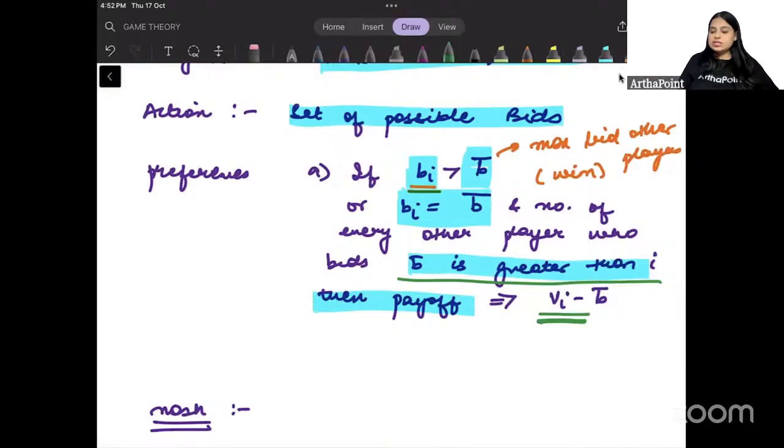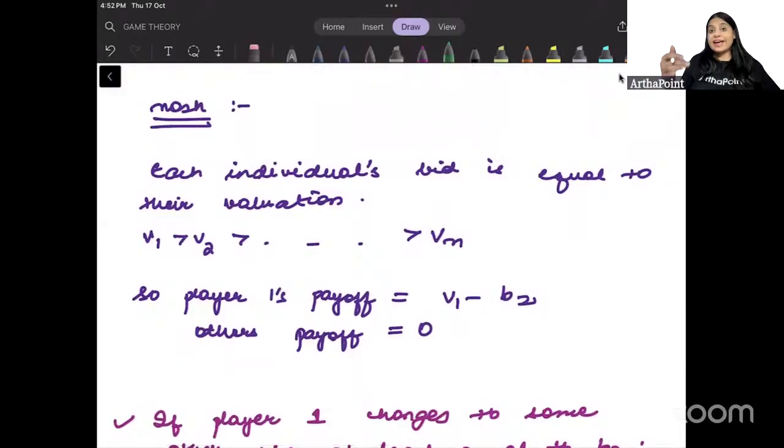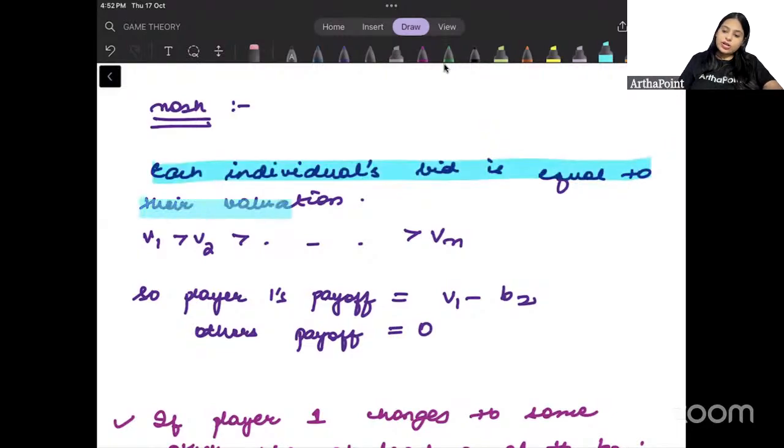Okay, ठीक है. Now what we can do is discuss the various Nash equilibria that will exist in this game. So the first Nash equilibrium which can exist in this game, very important, is where each individual is bidding according to their own valuation.